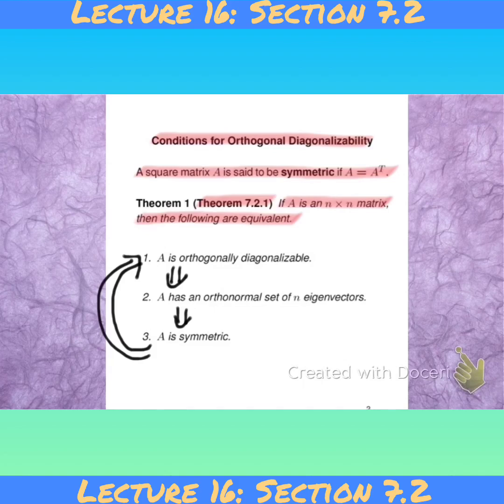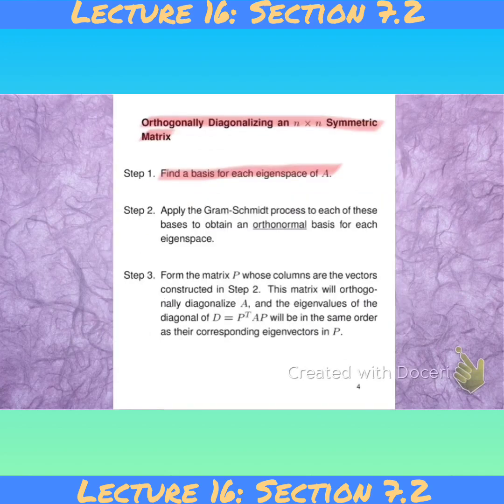And we use the Gram-Schmidt method. What we're going to do is apply the Gram-Schmidt process to each of these bases to obtain an orthonormal basis for each eigenspace. For each eigenspace you get, remember by the previous theorem, eigenvectors from different eigenspaces are orthogonal. So all I need to do is make sure that the basis vectors for each eigenspace amongst themselves are orthogonal and orthonormal, which we just get by normalizing the vectors.